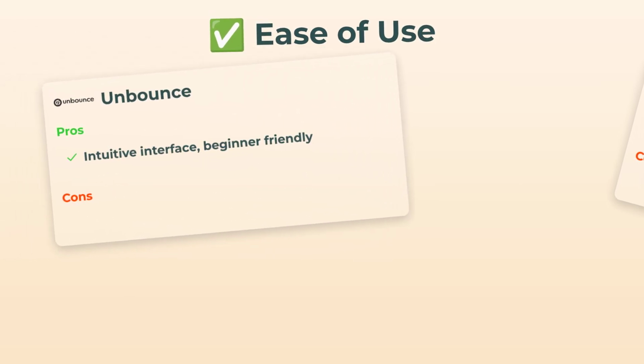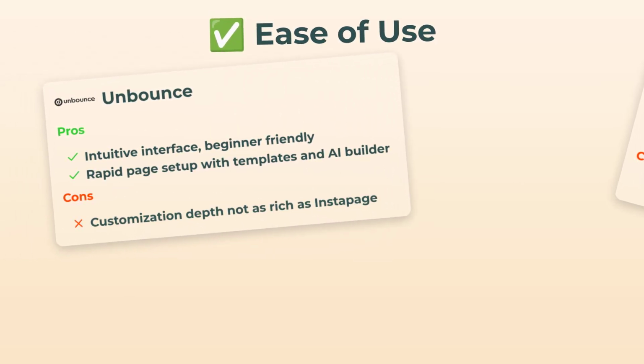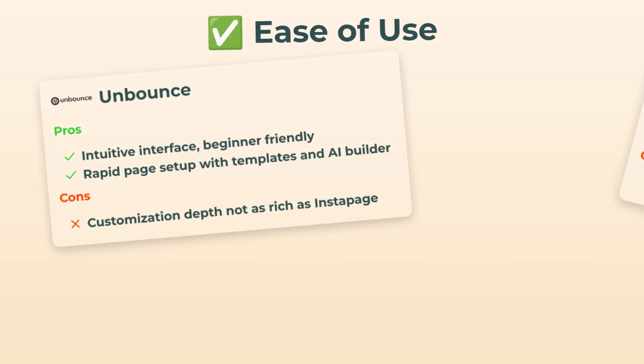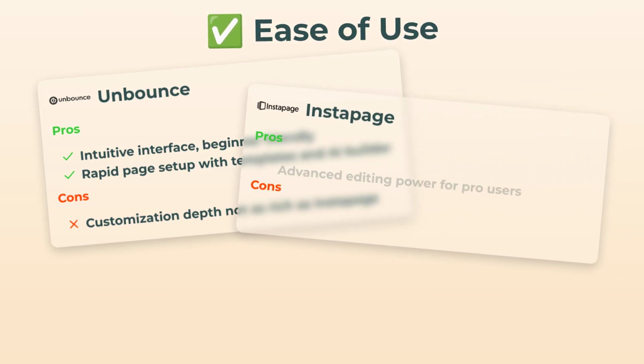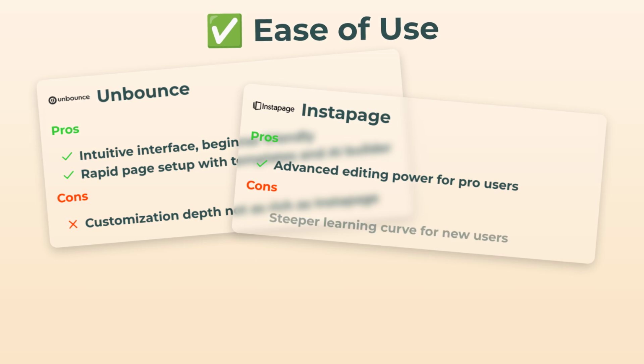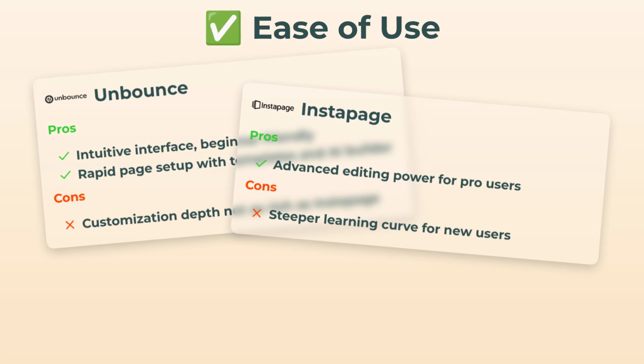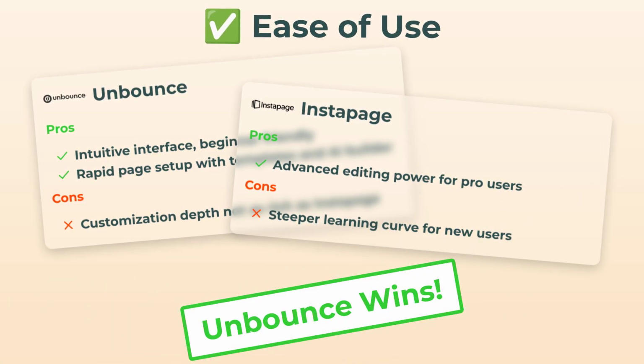Okay, ease of use. If you're just starting, Unbounce is kinda perfect. Super intuitive, easy to navigate, and you get pages up and running crazy fast with templates or the AI builder. It's pretty beginner-friendly. The only snag: super detailed custom tweaks aren't quite Instapage level. But then, Instapage, yeah, the editor is packed with features, and if you're a seasoned marketer, you'll love it. For a newbie though, it's a bit much and you might feel lost at first. So the winner here, definitely Unbounce for keeping things painless.